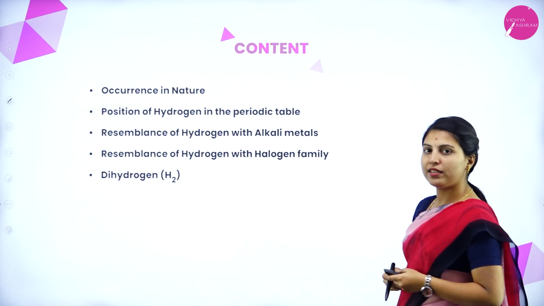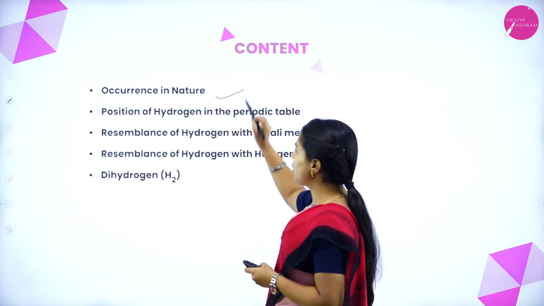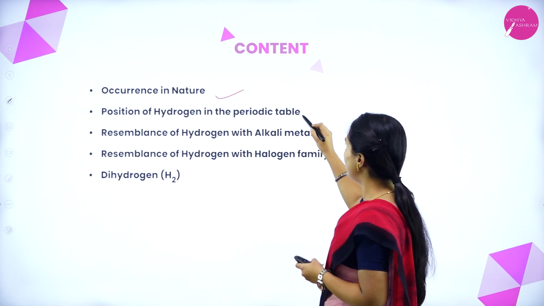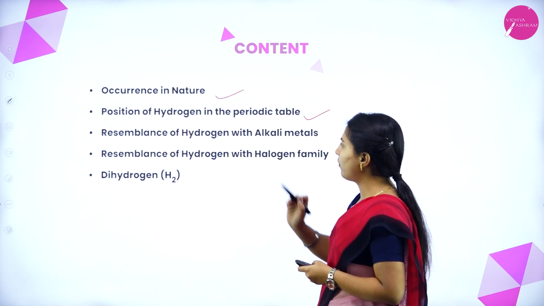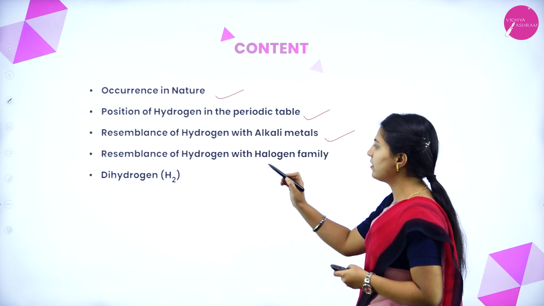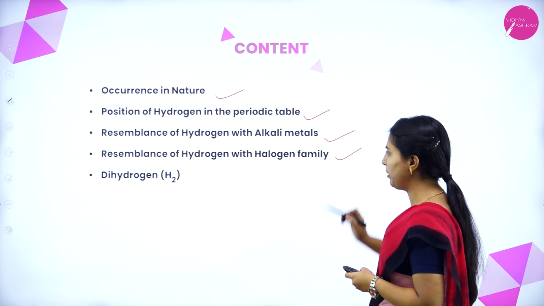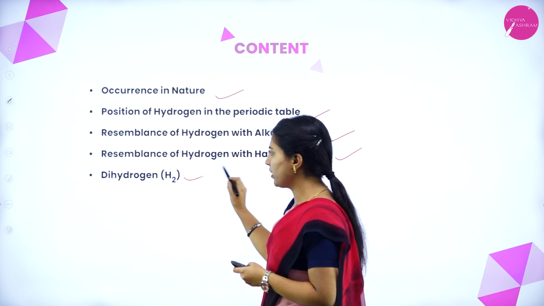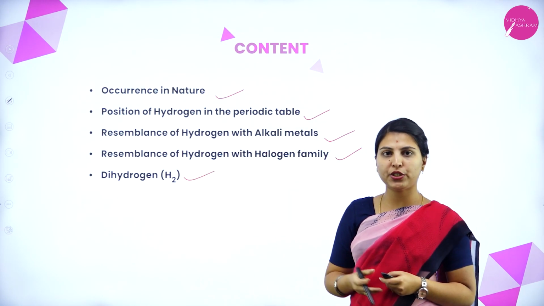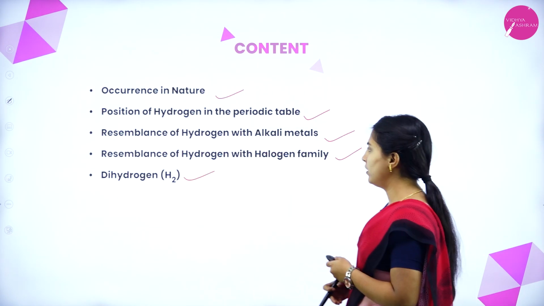The contents we are seeing today are occurrence in nature, position of hydrogen in the periodic table, resemblance of hydrogen with alkali metals, resemblance of hydrogen with the halogen family, and dihydrogen, about dihydrogen and the preparation of dihydrogen. We'll see this in this session.